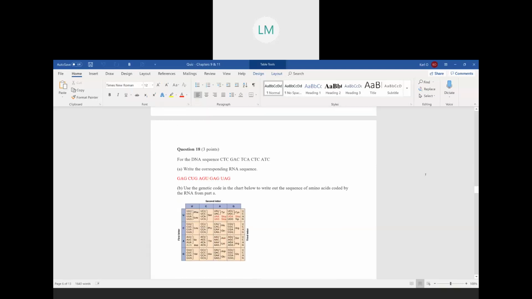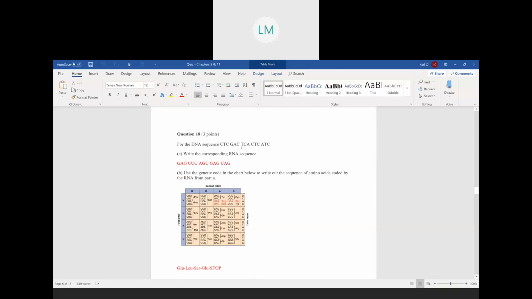Question 18, so we have a DNA sequence here. We needed to write a corresponding RNA sequence. So C's always go with G's, T's always go with A's, and G's always go with C's. But anytime we have an A in the DNA, these A's and T's go together. Remember that RNA doesn't have T's, so anytime we were supposed to have a T, we're actually going to put a U. So we're just writing this corresponding sequence there.